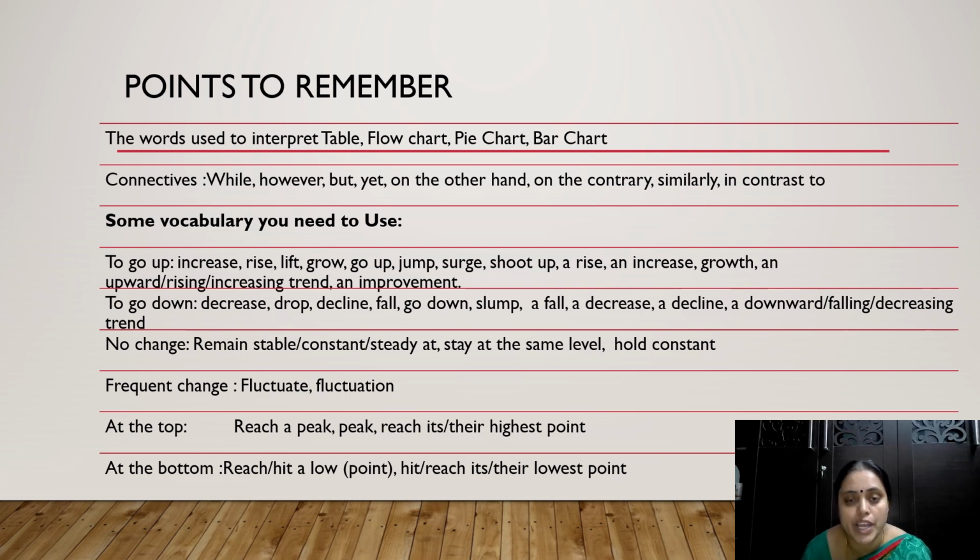If you feel there is no change at all in the interpretation, you can use these words: it remains stable, constant, steady at, stays at the same level, and holds constant. If you identify a frequent change in the data, you can use words like fluctuate or fluctuation. If you want to highlight that the data is at the top, you can use words like reaches a peak, reaches its highest point. And if you would like to highlight that in a particular year there is a bottom decline, you can use reaches or hits a low point, reaches its lowest point.